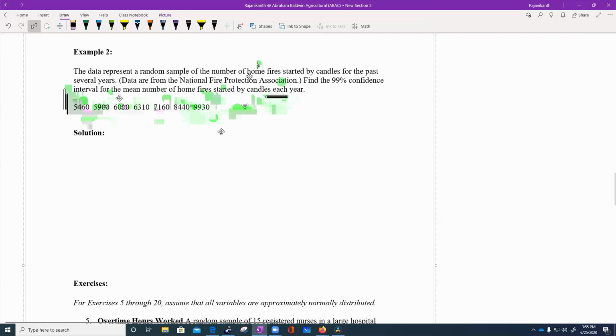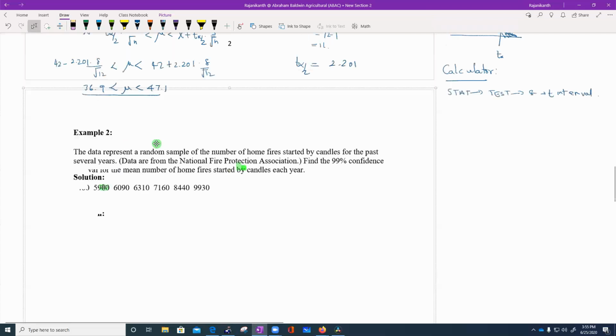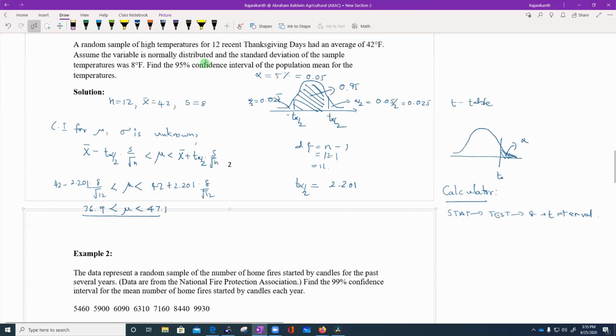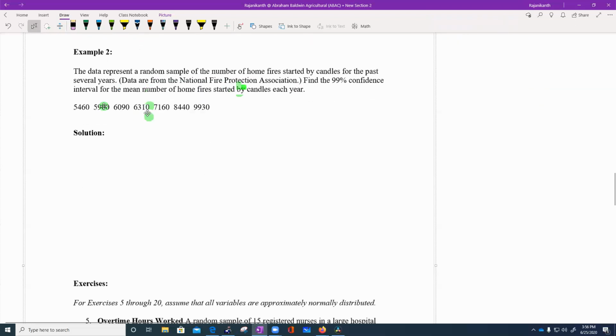The only thing is, by looking at this problem, you know that the confidence level is 99. This value is useful to find out the alpha, right? But other than that, the summary of your sample should be based on these values. If you look at the previous problem, everything was given, the sample mean and sample standard deviation, but the raw data was missing. Now you are given the raw data.